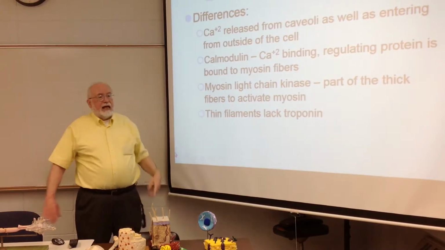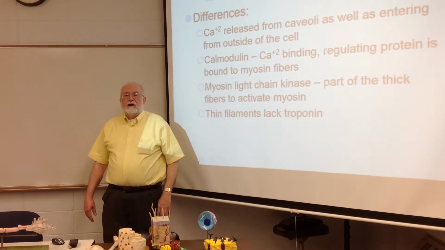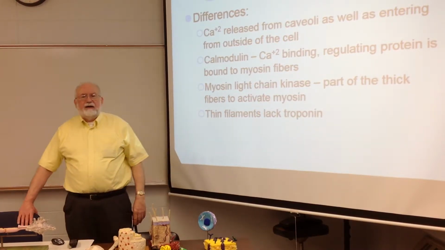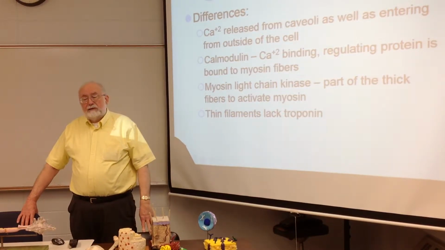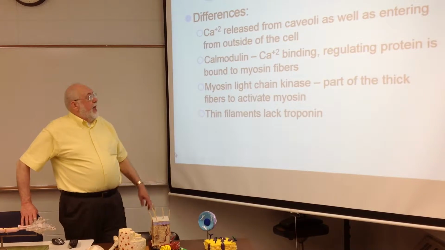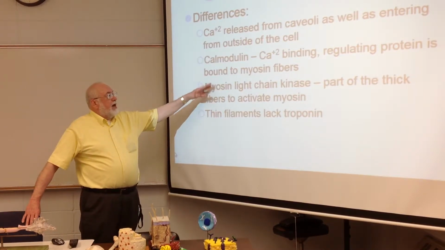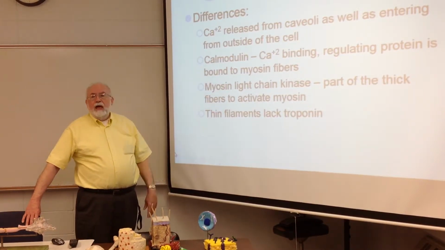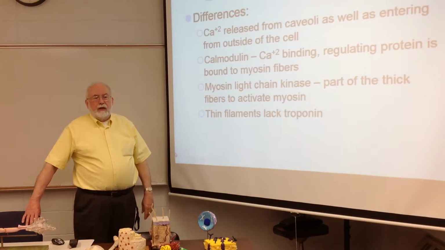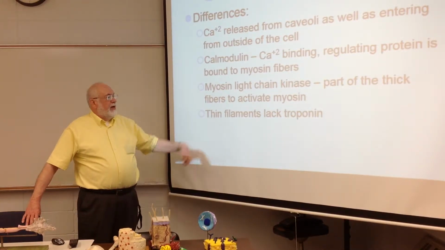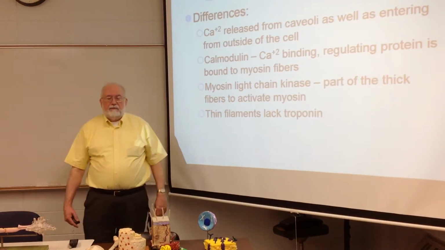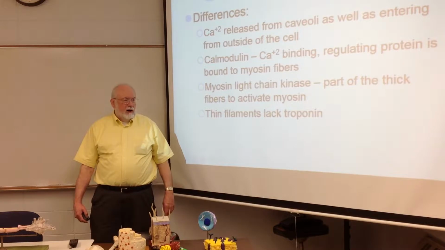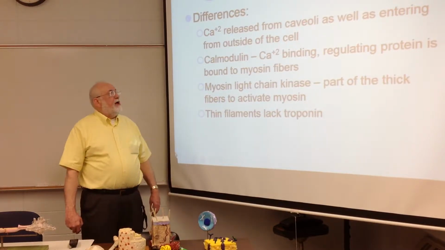You know, some differences. The calcium in this case is not just coming from the sarcoplasmic reticulum, as we said. It's also coming from the caveolae, and it's also coming from outside of the cell. And calmodulin and kinase play a role in positioning the tropomyosin. And the thin filaments, of course, as we said, lack the troponin like we've seen in both skeletal muscle and cardiac muscle.